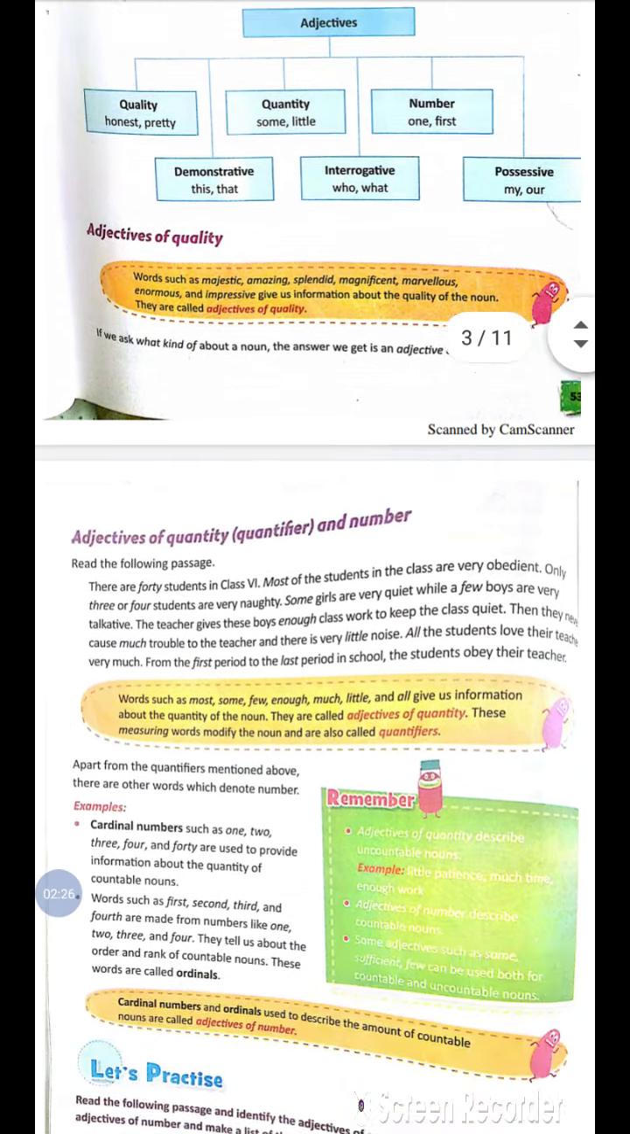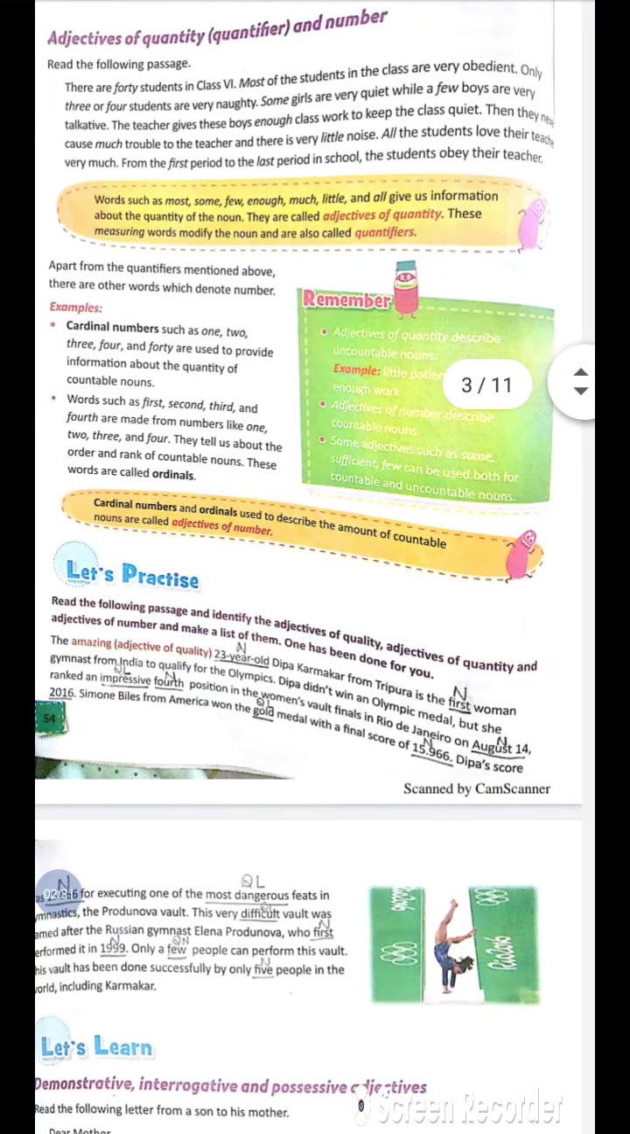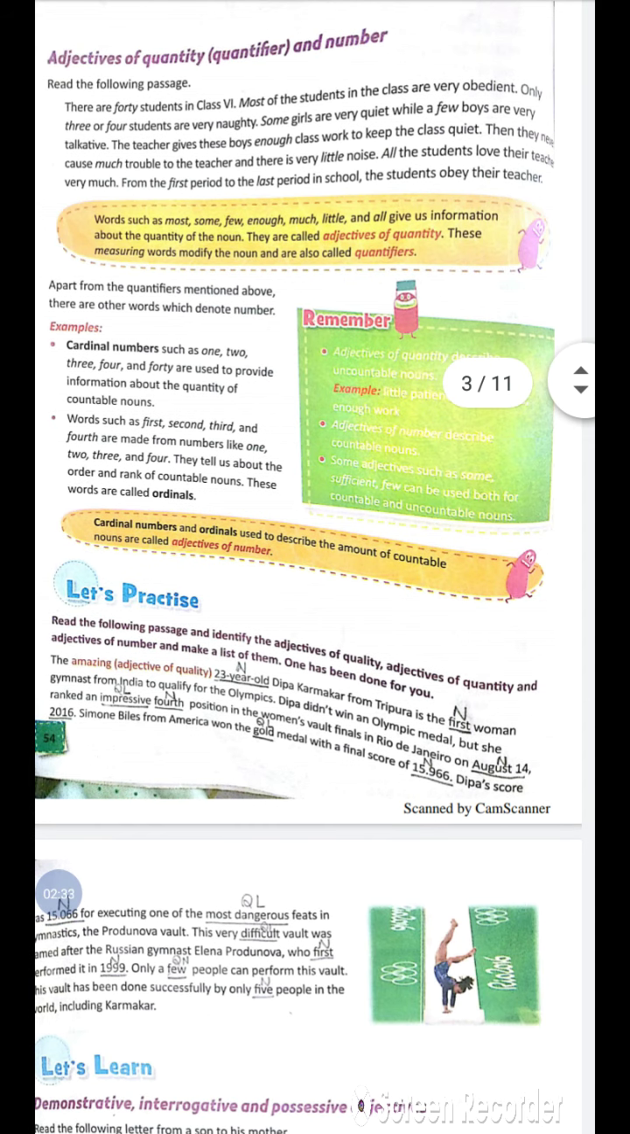Okay. Adjective of quantity. What is quantity? It is about the amount, how much is that thing. Read the following passage. There is one passage given, and this is what is written in it. There are 40 students in class 6. Most of the students in class 6 are very obedient. Only 3 or 4 students are very naughty. Some girls are very quiet, while a few boys are very talkative.